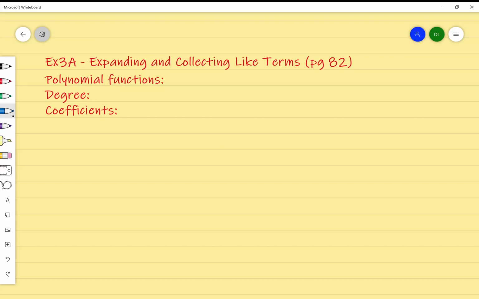Exercise 3A on expanding and collecting like terms on page 82. We're going to start looking at quadratics. It's essentially linear equations to the next degree. That's a pun, but you guys don't get it yet because we haven't covered it yet.